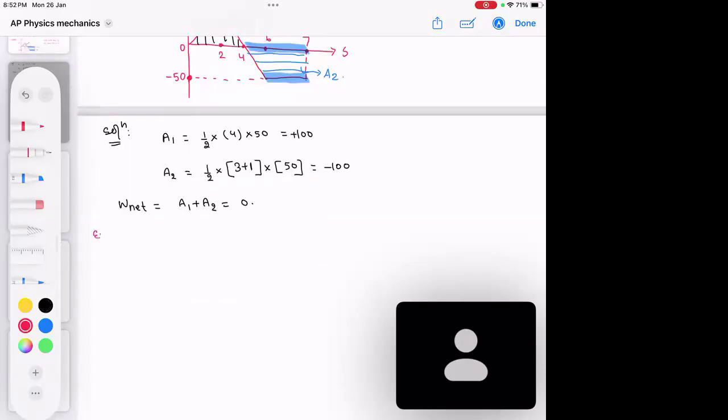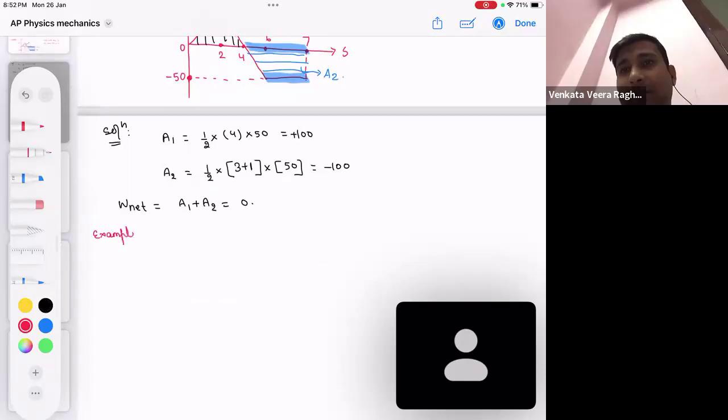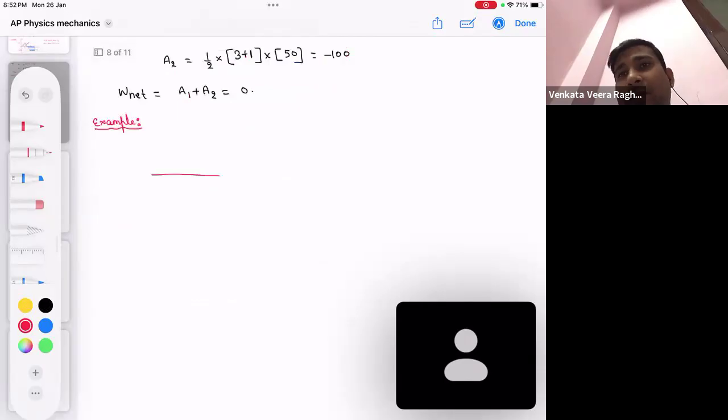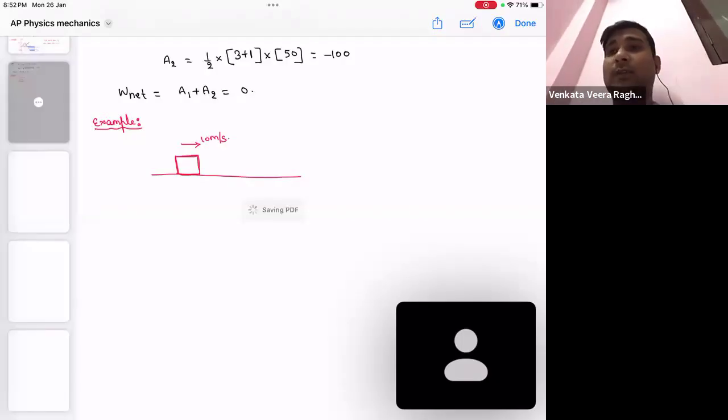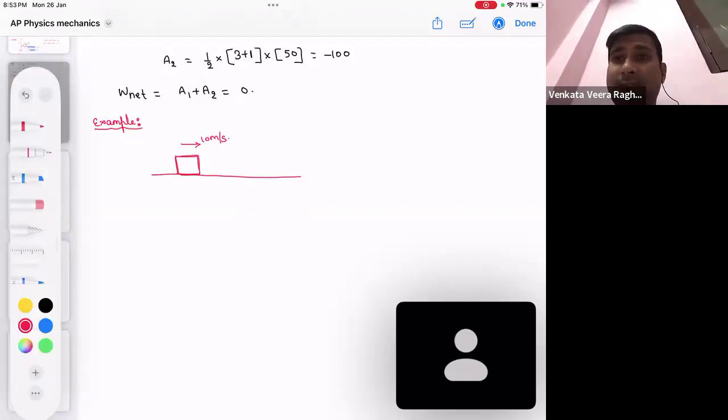Now this last example, you try it by yourself. In this example, what is given to us? A particle is moving with some velocity, 10 meter per second, and the mass of the particle is 5 kg. This time I am taking the surface as the rough one.